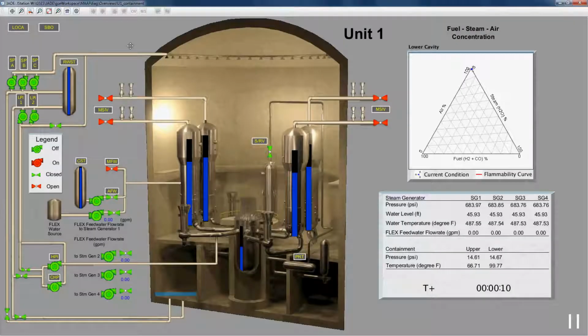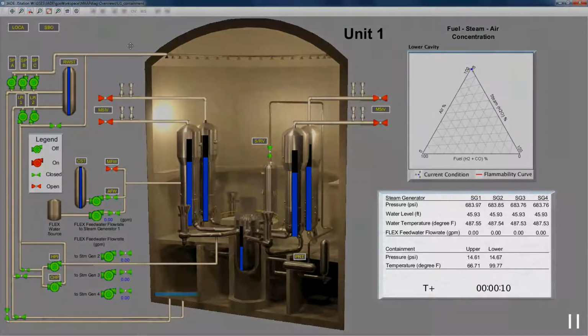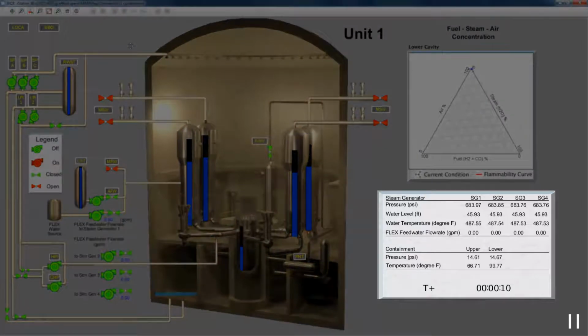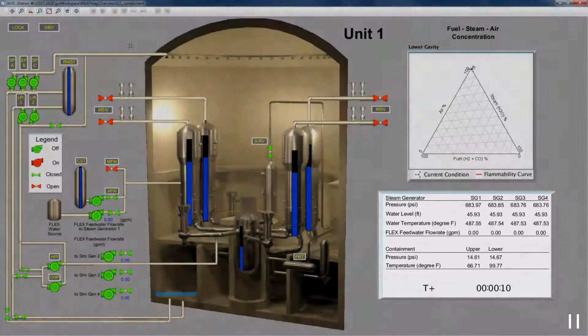This graphic shows a layout of the Unit 1 containment, reactor coolant loops, and simplified engineering safety loops, including mobile flex pumps. In the lower right corner, critical parameter values are dynamically displayed to monitor the conditions. These include pressure, water level, temperature, flex pump flow rates, and temperatures for each of our 4 steam generators. Also displayed are pressure and temperature in the upper and lower locations of the containment.